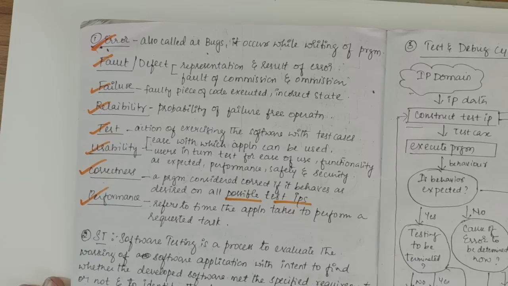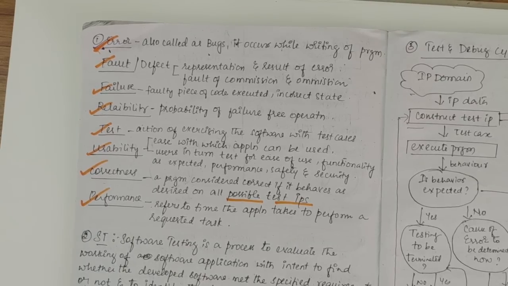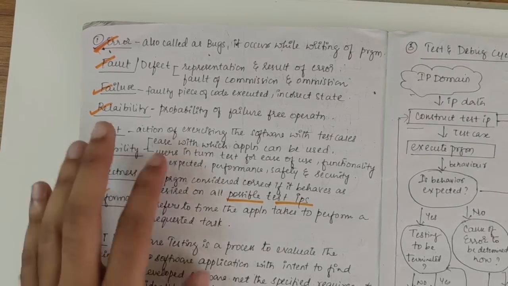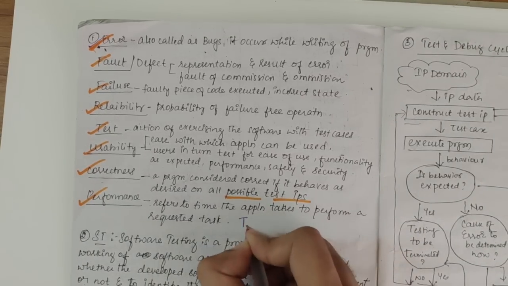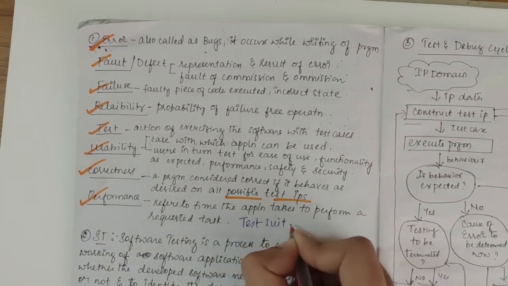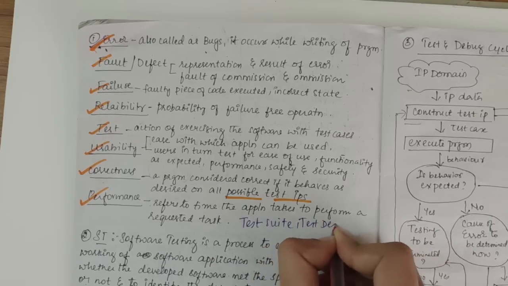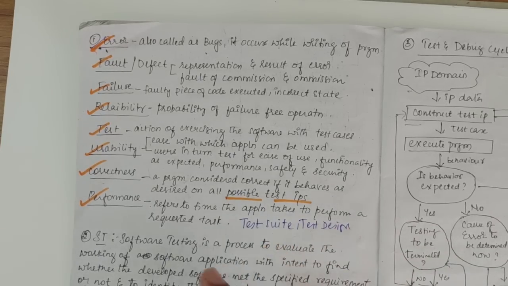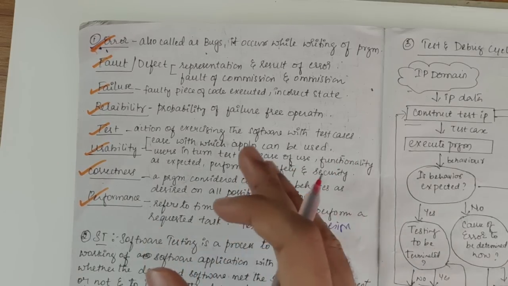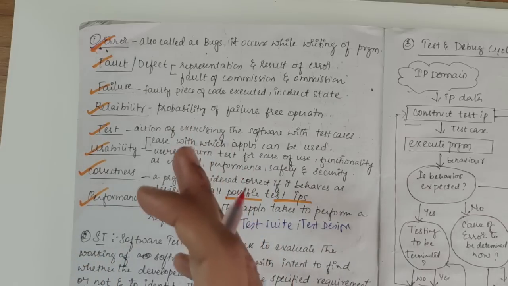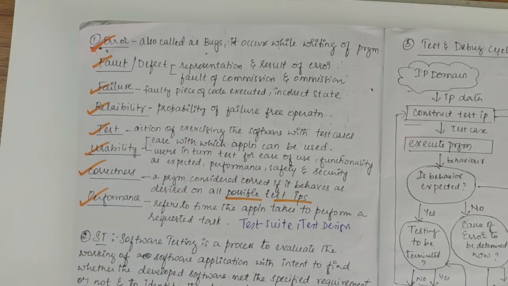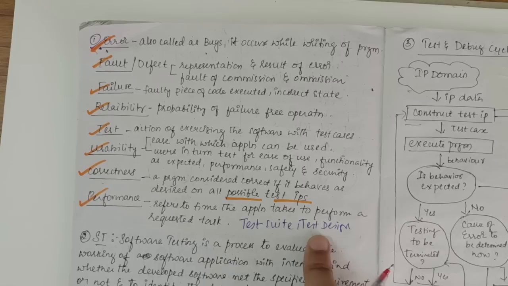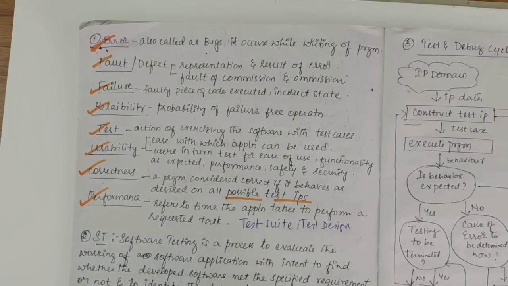Performance refers to the time the application takes to perform a requested task. The lower the time, the higher the efficiency of that application. Along with this, we also have topics like what is a test suite and what is test design. A test suite is a set of test cases for a particular testing objective. To test a triangle problem, we'll write all the possible test cases, and we'll consider that as a test suite. Then we have test design. Test design is the construction of test suites.